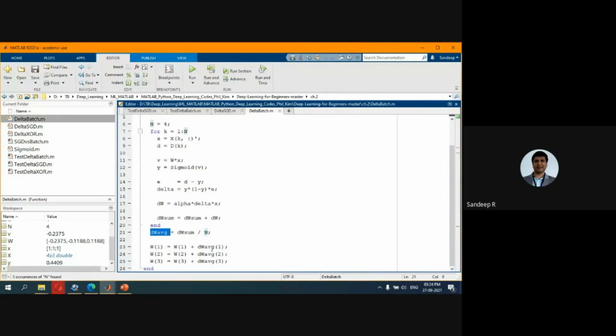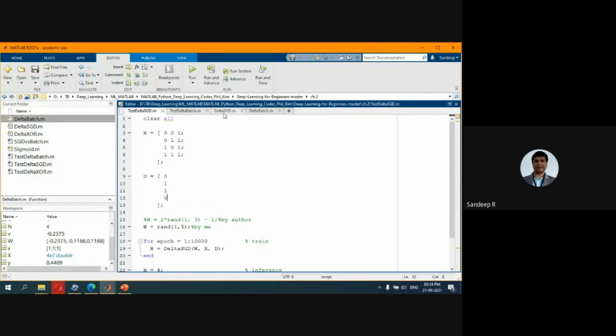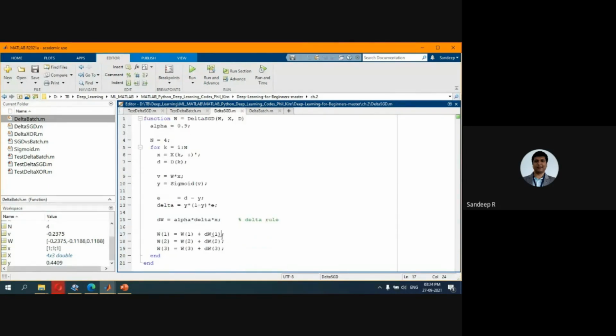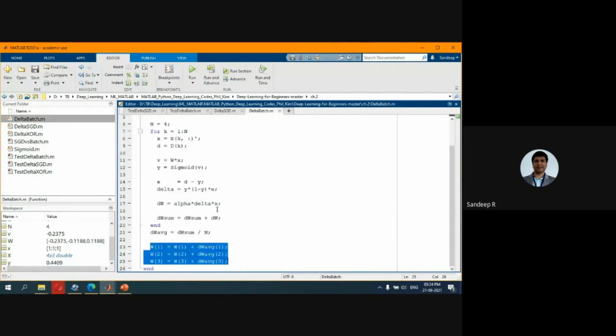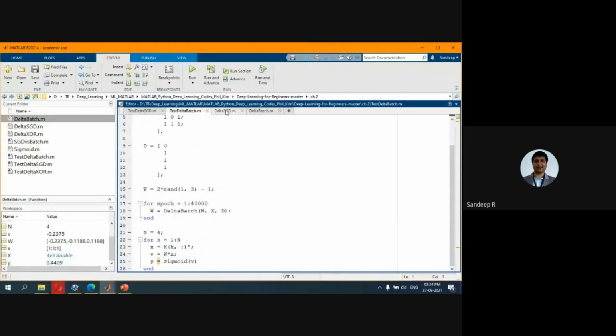Once we have delta W, now the weight updation is happening. That's the only difference. Here, the weight updation was immediate. But here it is summed, averaged, and then the average weight is updated. That's the only difference. Also, earlier we had run for 10,000 times, but now we are running it for 40,000 times. But we would get the output.